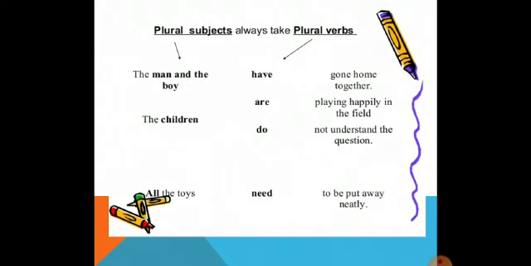So what's after all, of course with no preposition in the middle, a preposition like of. This means that the verb will match the noun that precedes it. So when I say all the toys, not all of the toys, no, all the toys, this is plural. So I say need to be put away neatly. I can say all the water or all the Pepsi is dropped on the floor.